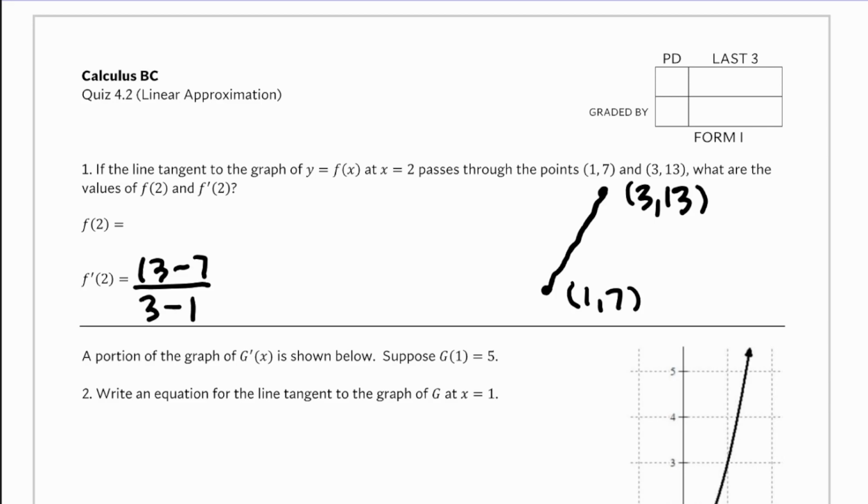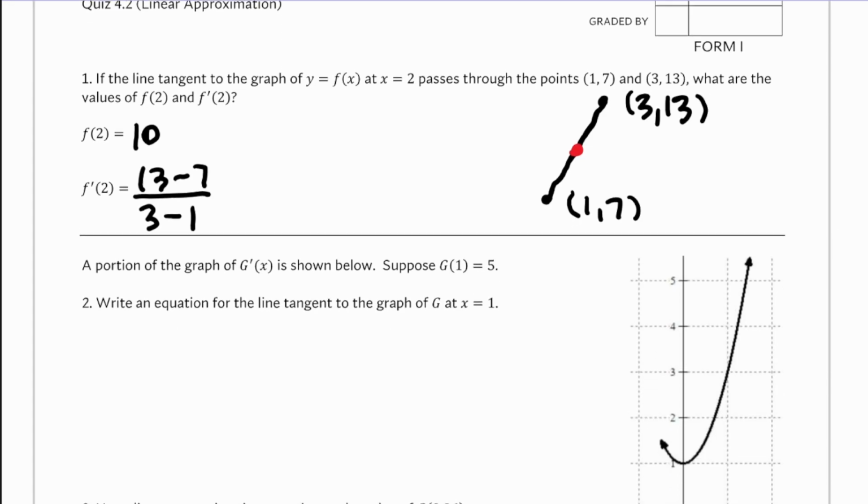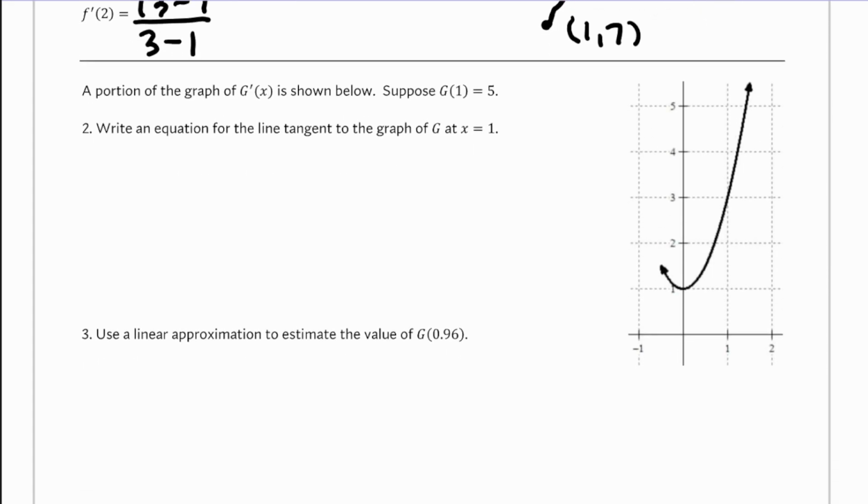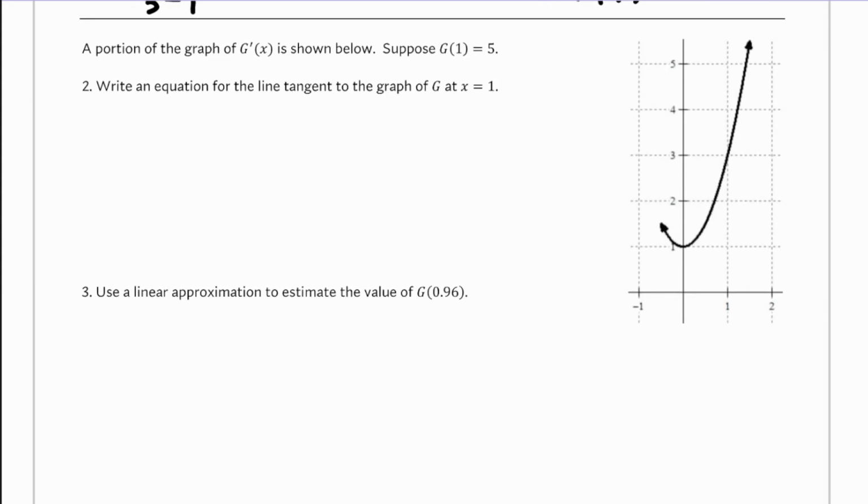But f of 2 is going to be, well, we know that it's tangent right there at the middle. And, well, we don't know if it's concave up or concave down, but we do know that the y-coordinate there, because this is a line segment, is going to be halfway between 7 and 13. So we know it's going to be 2 and 10. So f of 2 is going to equal 10. You could even use the midpoint formula from geometry. That's something that we haven't used yet this year. But that's going to be how we did the first one.